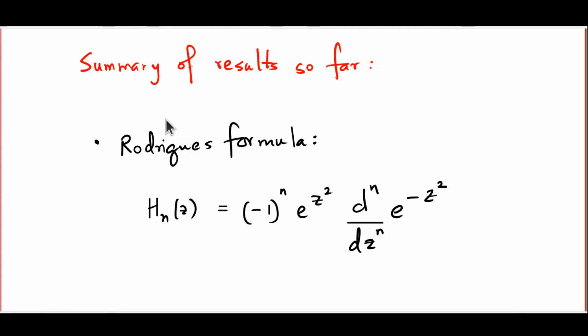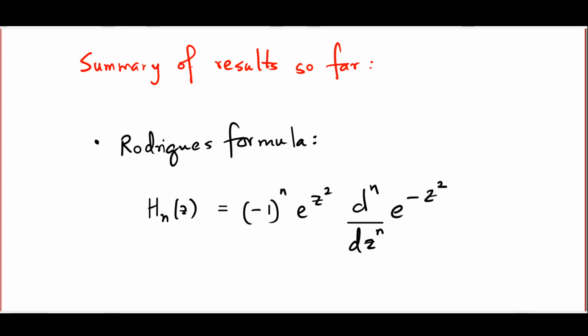We have seen that the Hermite polynomials can be written down in terms of something called the Rodrigues Formula, where we do an nth derivative of the function e to the minus z square and multiply the result by e to the z square times minus 1 to the n. We have argued before why this should be a polynomial of degree n, and it's pretty easy to see that this is going to give rise to 2 to the n as a coefficient of the leading power.